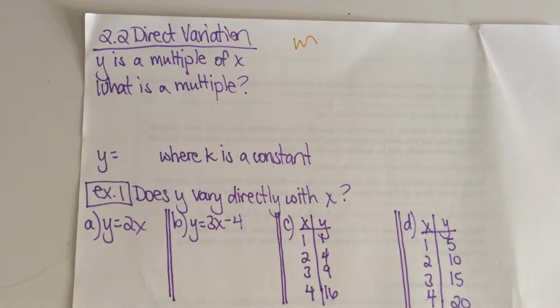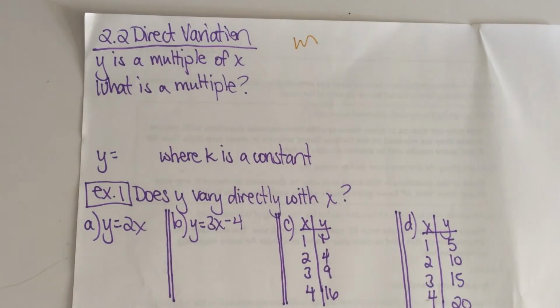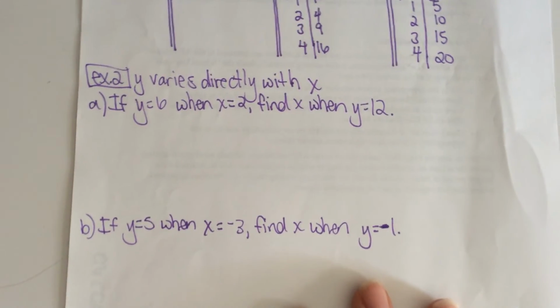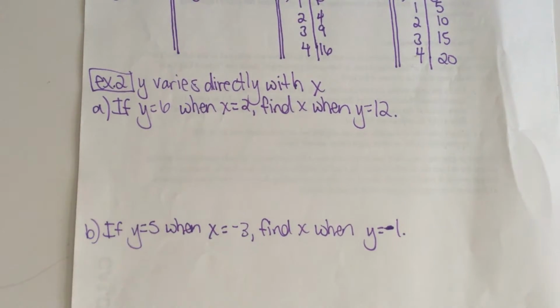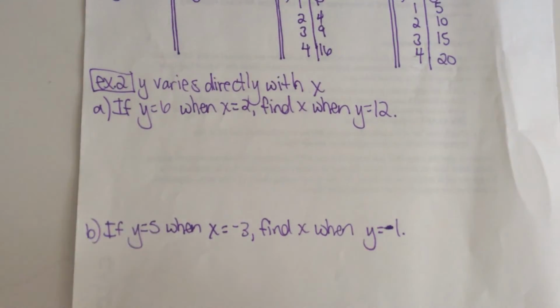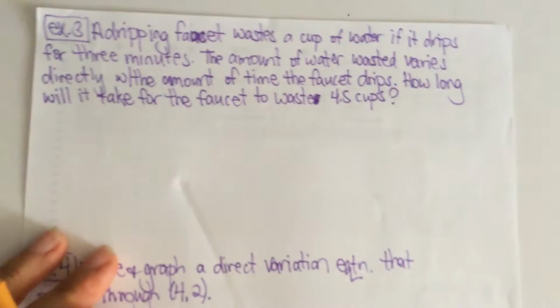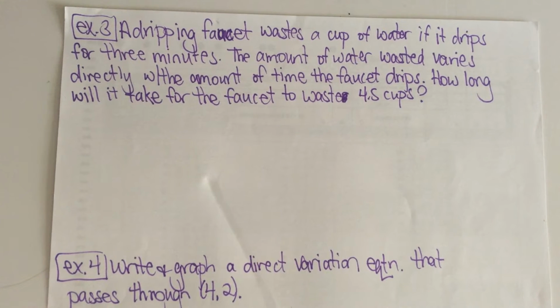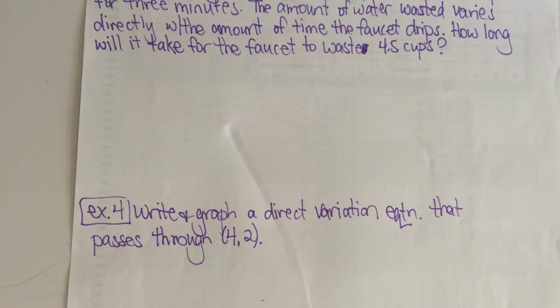Okay, so 2.2, direct variation. When we have direct variation, we're talking about y being a multiple of x. Oh, I'm starting too soon. Pause me and copy this stuff down. Okay, and then here's that. And you guys are going to hate me for this one, but it's a word problem. Pause me. And then just in case you couldn't see number 4, pause me for a sec and write that down.